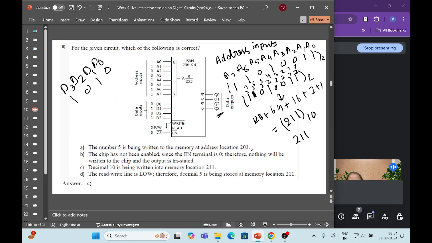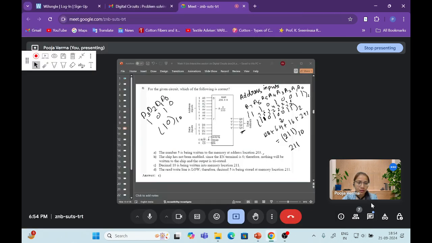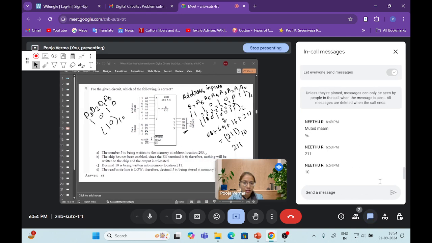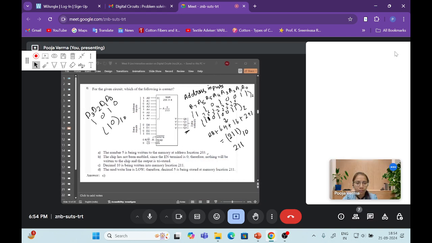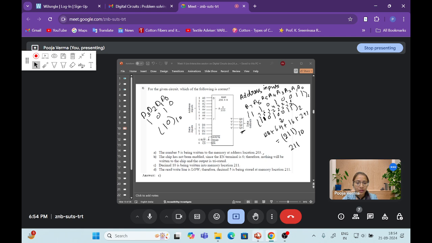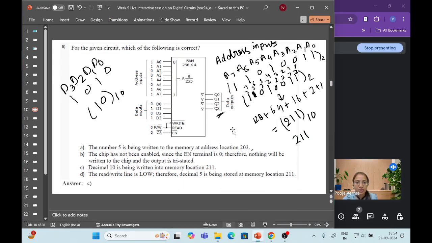We already know that this is the decimal conversion of 10. So the data input is 10. The address location is 211 and the data which is written is 10.